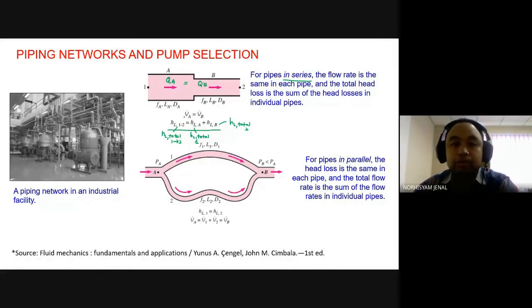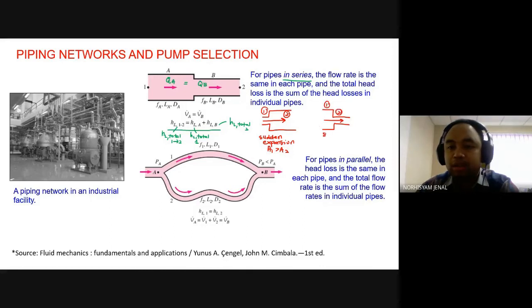So for piping networks, for pipes in series, we should have two different types. Number one is like this. Given that the flow is going from left to right, this is called sudden expansion. This is point 1 and point 2. So A1 should be lower than A2. If you see a picture like this, and the flow is moving from left to right, this is point 1, this is point 2.